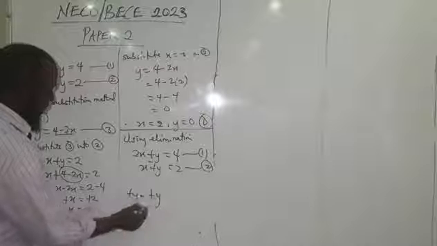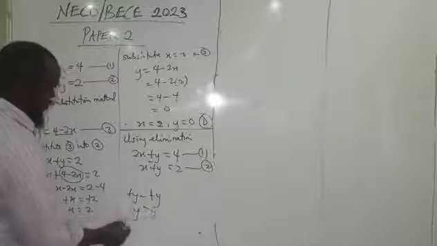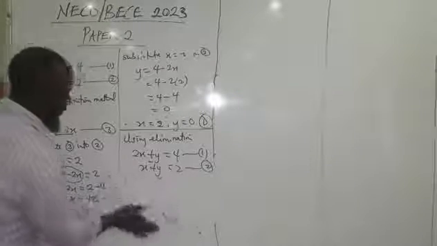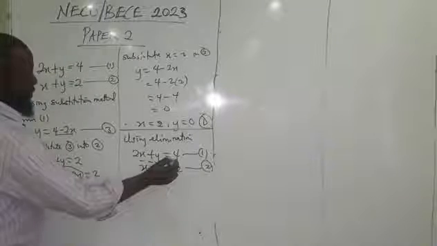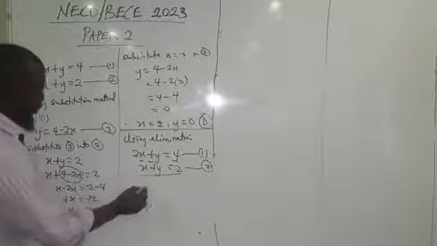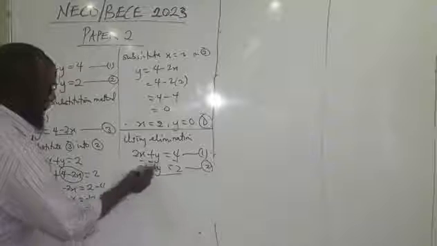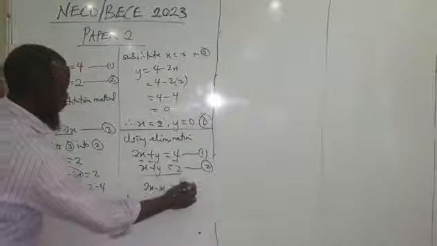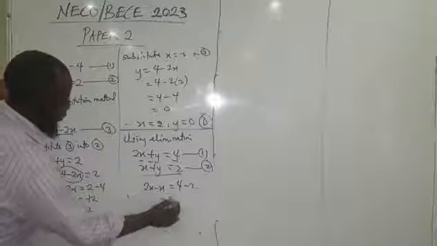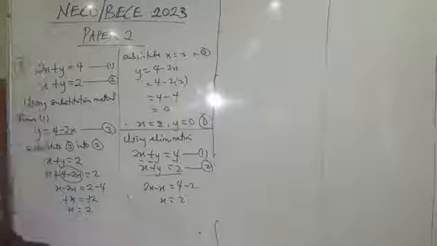Plus times minus is minus. So that's plus y minus y. That gives what? 0. So in that case, we're going to subtract. So we subtract this, then we have 2x minus x. This gives 0. Then 4 minus 2. So this will be your x equals what? 2. The same thing with what we got here.